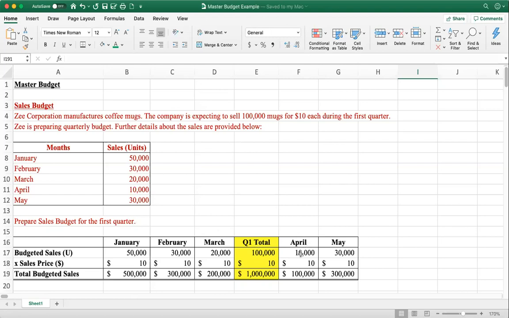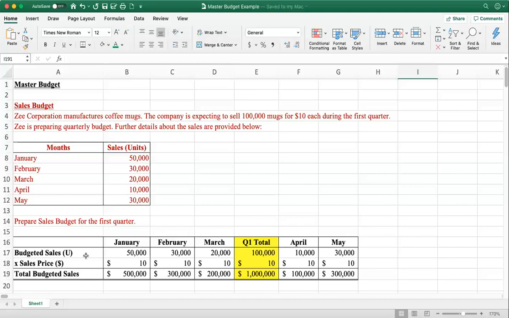So I added April and May here. We're not going to need this for this particular section for preparing the sales budget. However, we're going to need it for the future section. So you can prepare that. If the additional information is given, you can prepare it on the side, if not together.